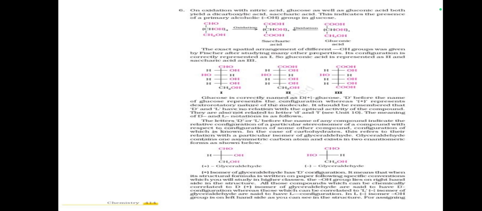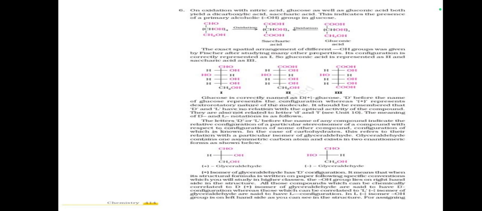They are also not related to the letters delta and T. The meaning of the D and L notations is as follows. The letters D or L before the name of any compound indicate the relative configuration of a particular stereoisomer of a compound with respect to the configuration of some other compound, the configuration of which is known.